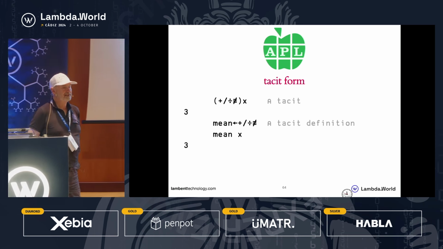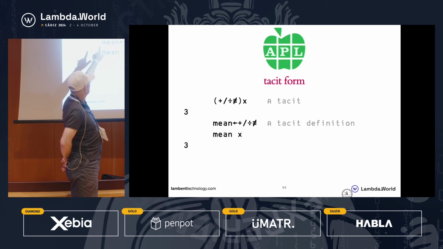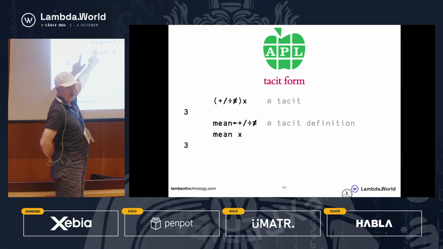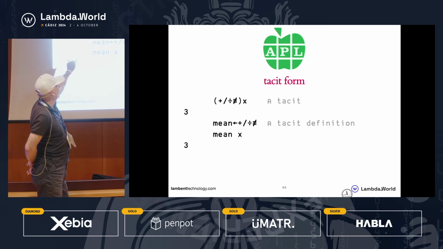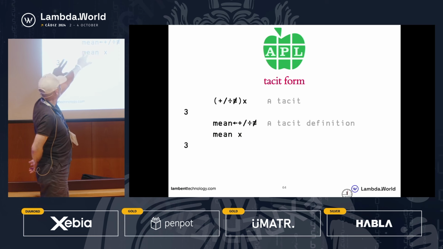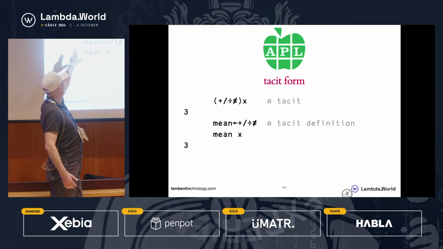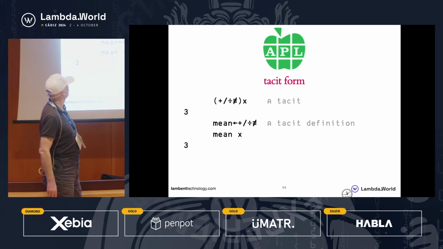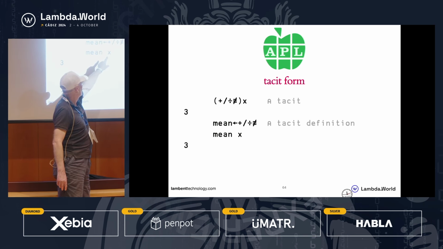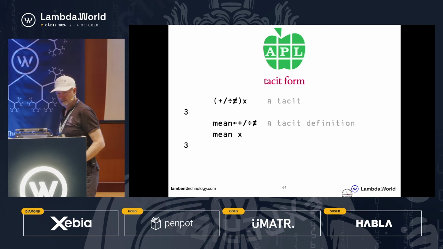Here it is in the tacit form. We can see the sum, we can see the tally, and between them is the divide. Implicitly, the sum is applied to x, the tally is applied to x, and then the two things are divided. This is called a fork. And we can take the fork, the composition, assign a name to it, and apply it like that.